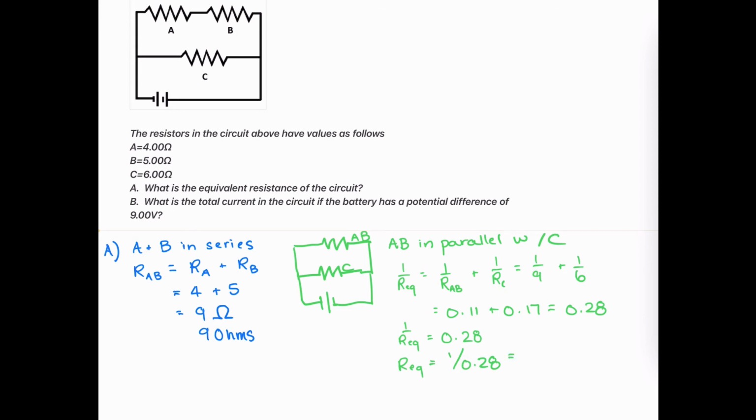If you get a really small number, you know you still have one step left, and that's going to be 3.57 ohms, and remember you can also write it out as "ohms." You can do either one, but you must do one of those, okay?